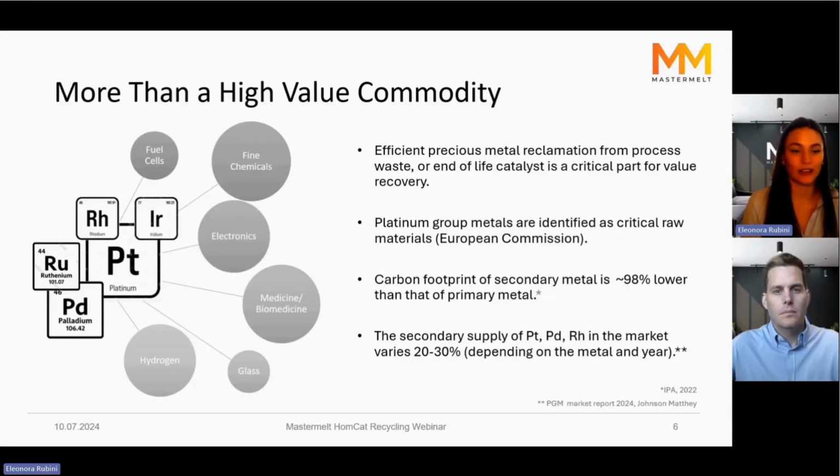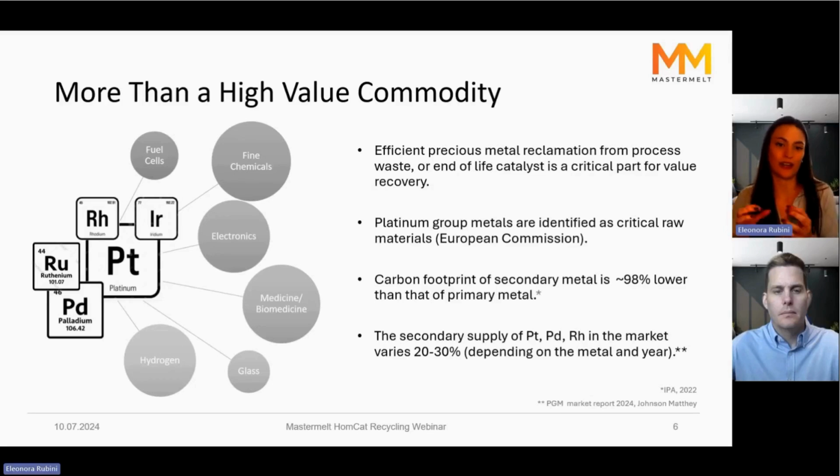And if you look at the carbon footprint of these raw materials, it's very interesting to look at the comparison between a primary metal, aka a metal coming from the mining industry directly, and a metal coming from the secondary part, which is coming from the industry, a metal that has already been used in a catalyst, for example, and that has been recycled.